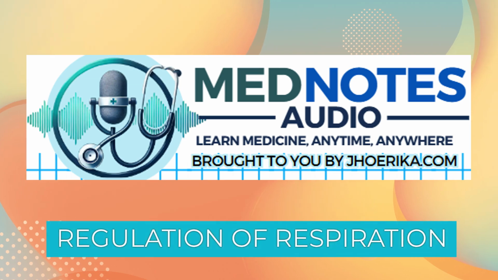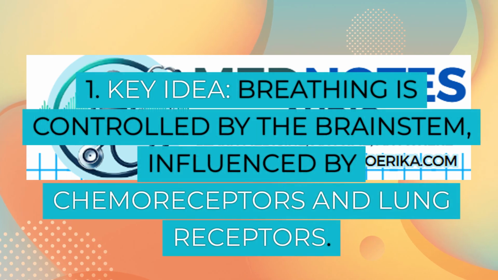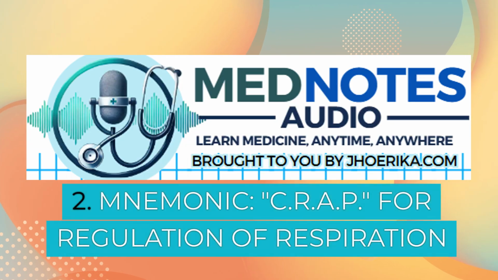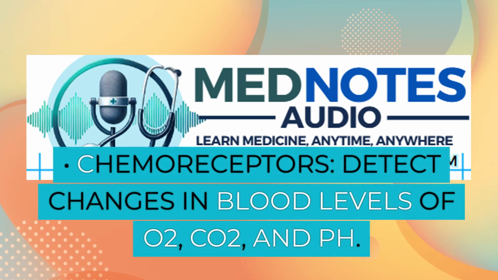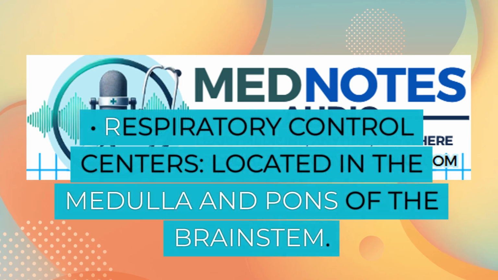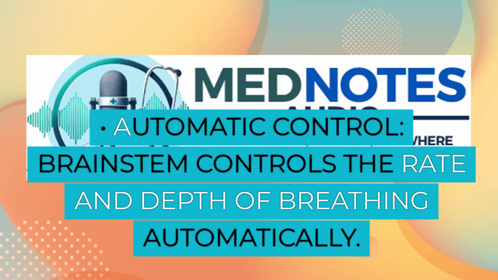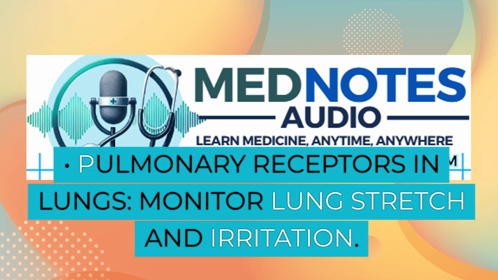3. Regulation of respiration. 1. Key idea. Breathing is controlled by the brainstem, influenced by chemoreceptors and lung receptors. 2. Mnemonic, CRAP. For regulation of respiration, chemoreceptors detect changes in blood levels of O2, CO2, and pH. Respiratory control centers, located in the medulla and pons of the brainstem. Automatic control. Brainstem controls the rate and depth of breathing automatically. Pulmonary receptors in lungs monitor lung stretch and irritation.